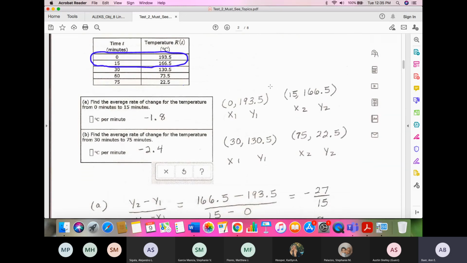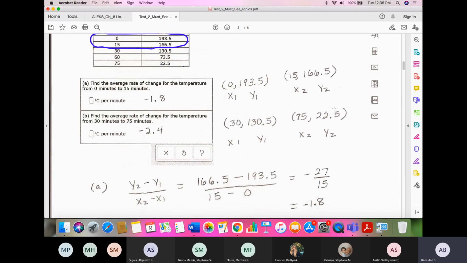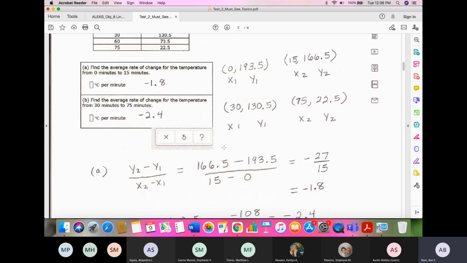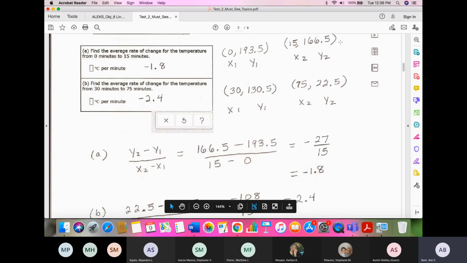And now we just have to find the slope. Label the first one with x1, y1, and the second point with x2, y2. So let's find out what the slope is. Slope is y2 minus y1 over x2 minus x1: y2, 166.5, minus y1, 193.5, over x2, 15.